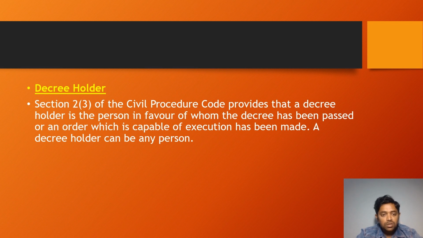Decree holder. Section 2, Clause 3 of the Civil Procedure Code provides that a decree holder is a person in whose favor the decree has been passed or an order which is capable of execution has been made. A decree holder can be any person.